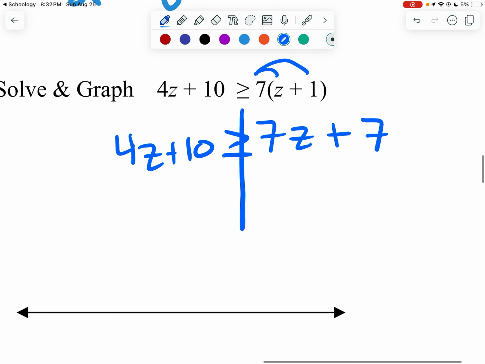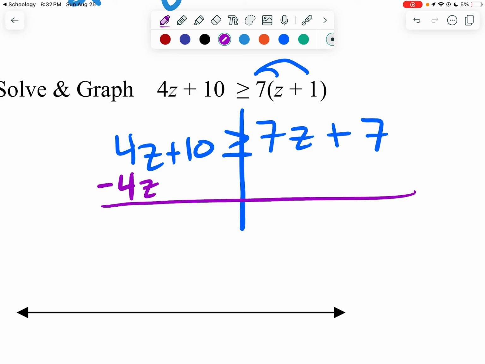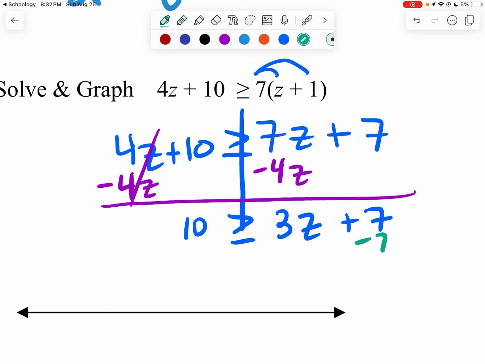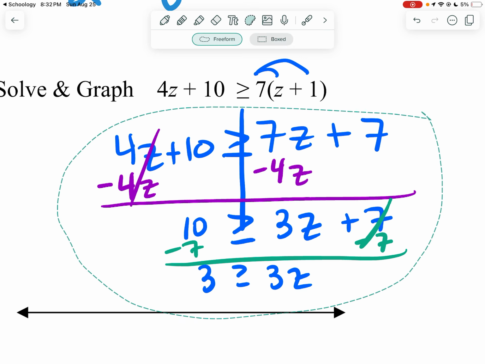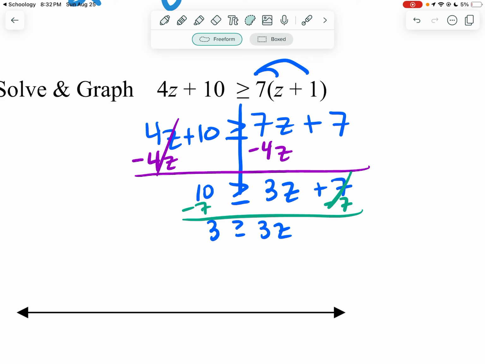Okay, now here's one where you have the variables on both sides. So again, you can kind of pick what you want to do next. I just like moving the letters. So I have 10 is greater than or equal to 3z plus 7. All right, I'm going to minus 7. So I got 3 is greater than or equal to 3z. I'm going to shrink this up because I wrote too big. Okay, now I want to divide by 3, so I get z by itself.